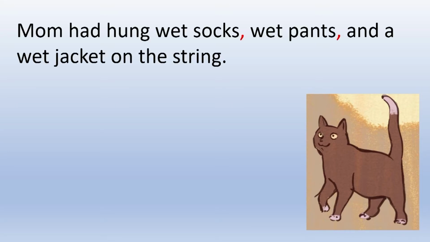Now, let's practice reading with expression. The first sentence will have some commas. Remember, we pause, take a breath at each comma. I will read the sentence first, then we will read the sentence together. Mom had hung wet socks, wet pants, and a wet jacket on the string. Now, read with me. Mom had hung wet socks, wet pants, and a wet jacket on the string.